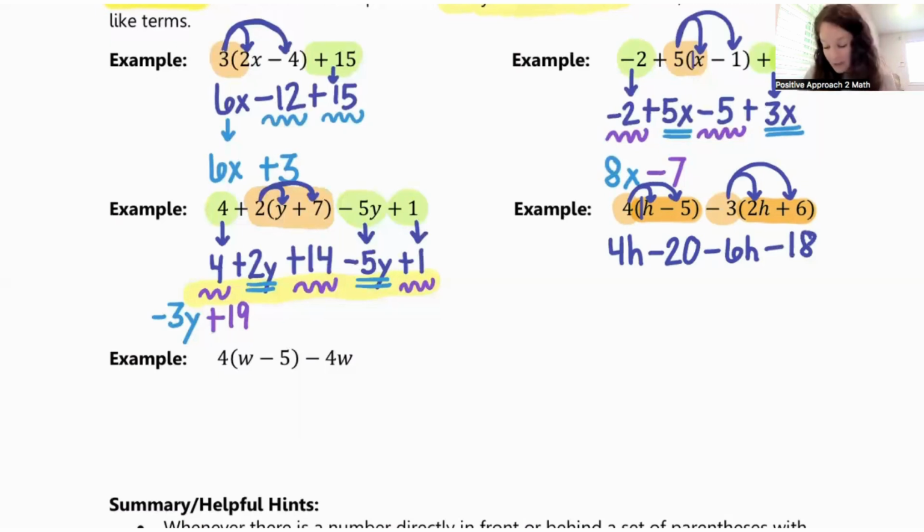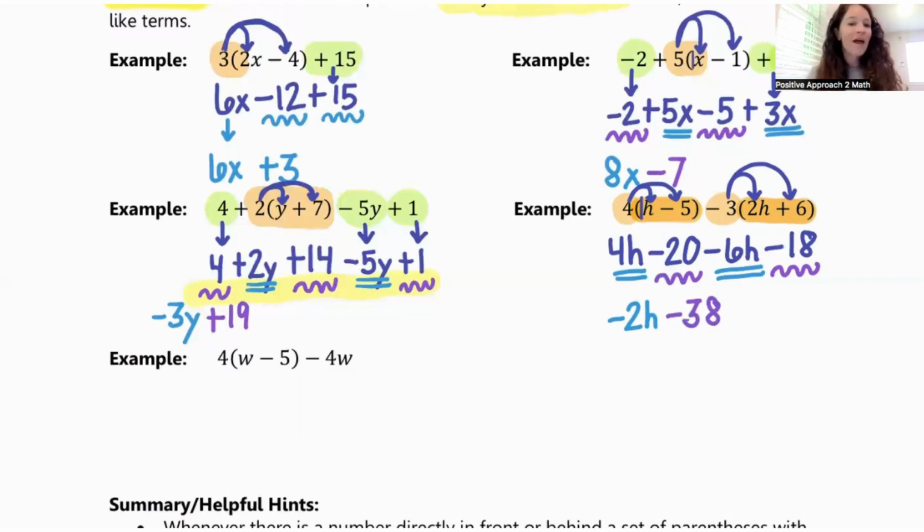Now, before we wrap up this problem, we're going to make sure and check to see if we have any like terms. So I see a 4h minus a 6h. Those are like terms. They both have the variable h to the first power. 4h minus 6h is negative 2h. And then we have some constants. We have negative 20 minus 18. So remember, when we're combining like terms, we're adding or subtracting. So we're doing negative 20 minus 18, which will give us negative 38.